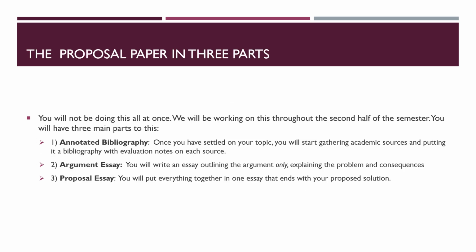As I just mentioned, we will be doing this step by step. We're not doing it all at once. So it's kind of broken up into three parts. Once you have your topic, we'll be doing an annotated bibliography. This is basically a list of all your sources with notes explaining how that source helps your paper, what part of that paper it fits in, if it's credible, and so on. Then you will do the argument essay, which is just explaining the problem and the consequences if it's not solved. Then we go to the proposal portion, and this is where you explain your solution, all the reasons why it would work, and then your call to action. You put this all together, and this will be your final project.